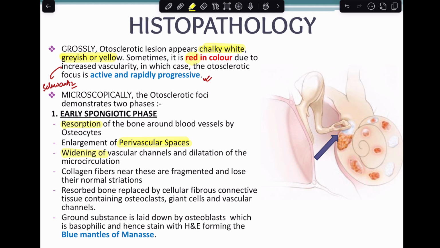The resorbed bone now gets replaced by cellular fibrous connective tissue which contains osteoclasts, giant cells, and vascular channels. And ground substance starts getting laid down by the osteoblasts, and this is basophilic. And hence, when you stain it with H&E stain, it forms the blue mantles of Manasse. This is the typical name given to this basophilic material.